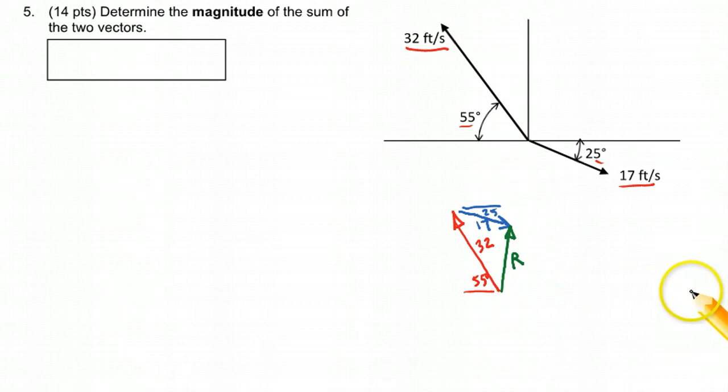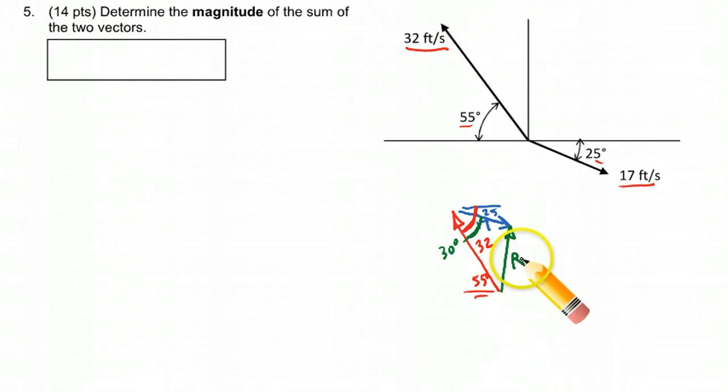The bit of trickery in the geometry here is to recognize that this angle all the way up to horizontal is the same as our 55. So this green angle inside the triangle is 55 minus 25, or 30 degrees. Once you've got that, you can use law of cosines to get this R, because you know it's the opposite angle to the 32 and the 17 sides. But let's go ahead and work this with components.